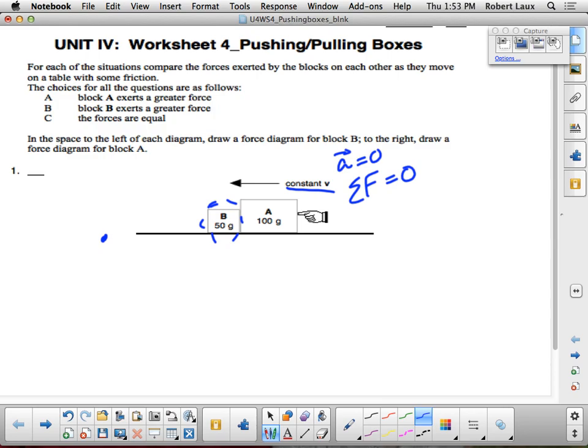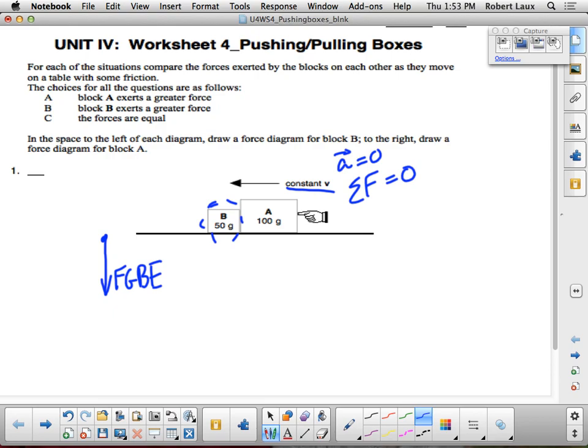Anybody have any suggestions? Give me one. One force. Oh, force of gravity. Great. Force of gravity on B by the Earth.